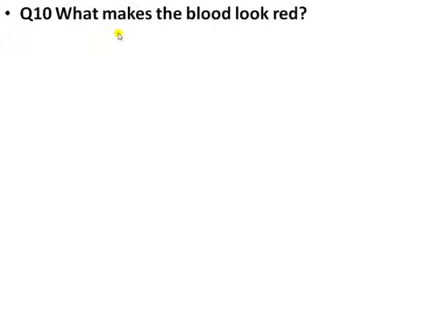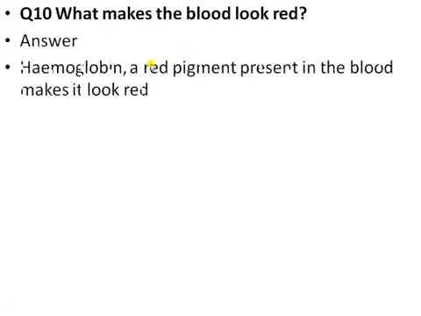Next is, what makes the blood look red? Hemoglobin is a special pigment that is present in the blood, a red pigment. Just because of this red pigment, the hemoglobin, the blood looks red in color.